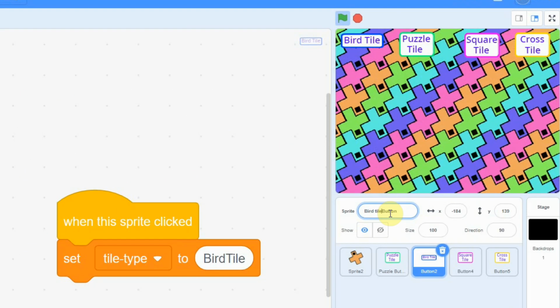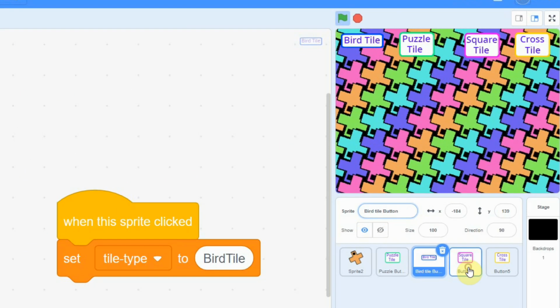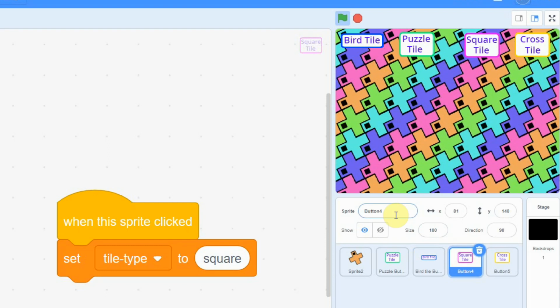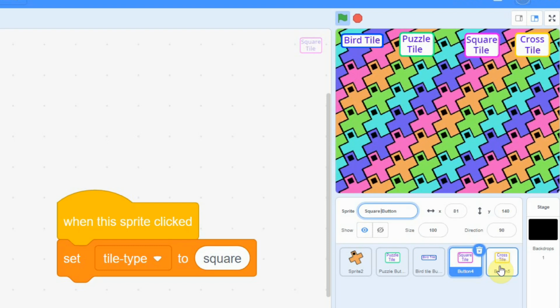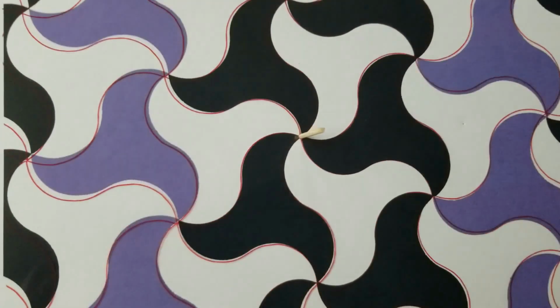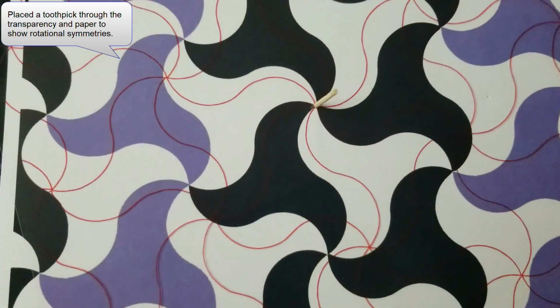So in the code, I just created these little buttons to make it easy to switch from one tile to another. You can watch this again to see all the code and try it yourself. This is my attempt to do interesting tiling in the Alhambra with paper and transparency.